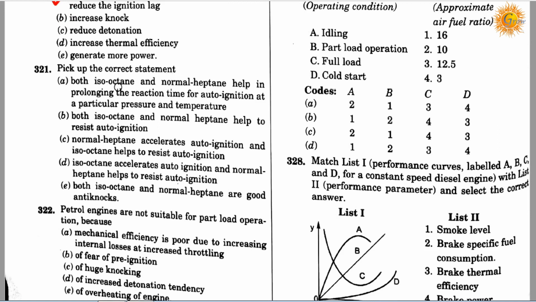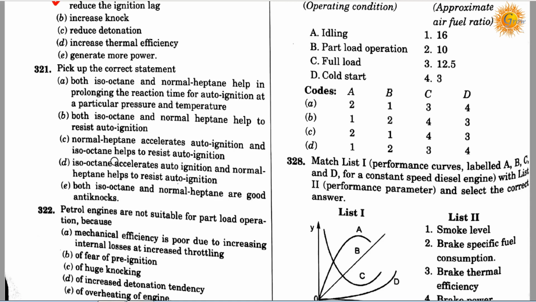Option A, both isooctane and normal heptane help in prolonging the reaction time for auto ignition at particular pressure and temperature. Option B, both isooctane and normal heptane help to resist auto ignition. Option C, normal heptane accelerates auto ignition and isooctane helps to resist auto ignition. Option D, isooctane accelerates auto ignition and normal heptane helps to resist auto ignition. Option E, both isooctane and normal heptane are good anti-knocks.